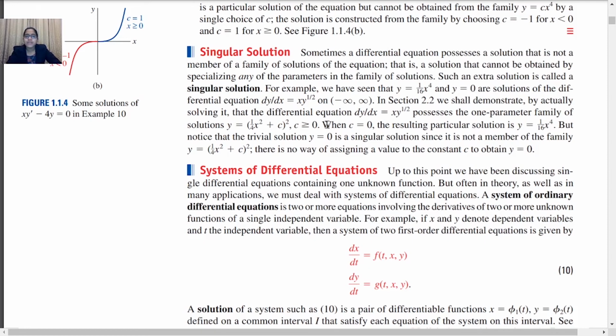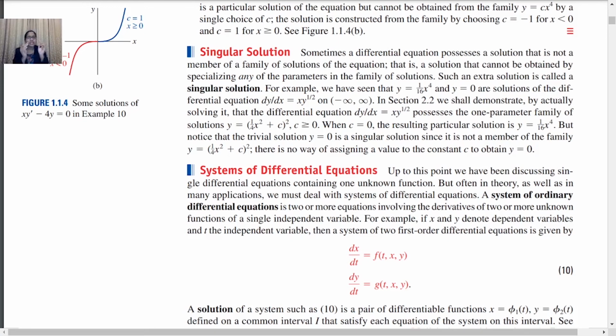Now when we solve this, this is like verifying the concept, right? So when we actually solve the differential equation dy by dx equal to x into y raised to 1 by 2, the set of solutions which we obtain is y is equal to (1 by 4 x square plus c) whole square. This will be the family of solutions that we obtain.